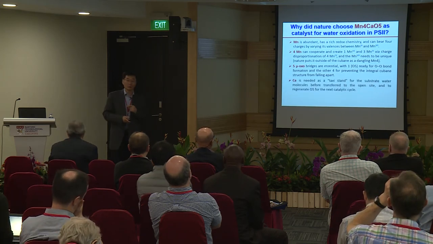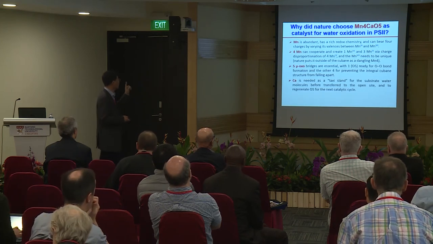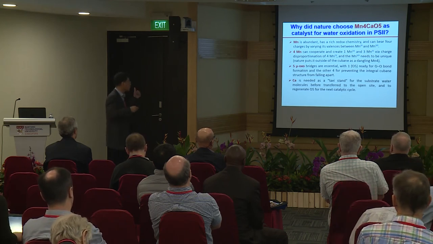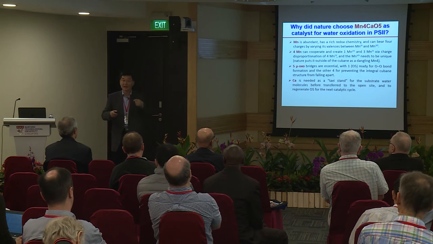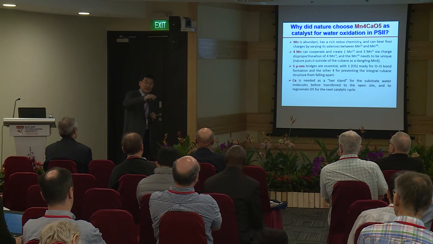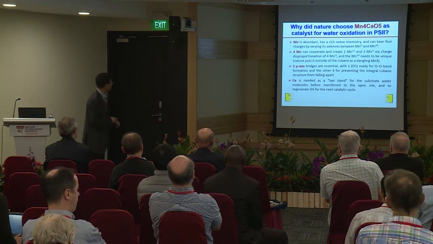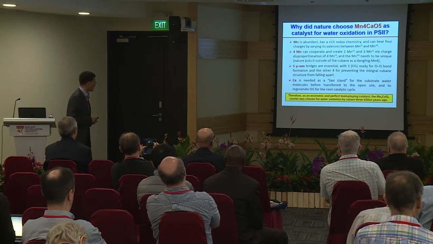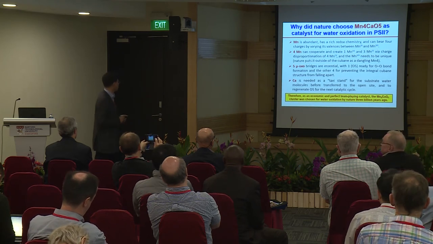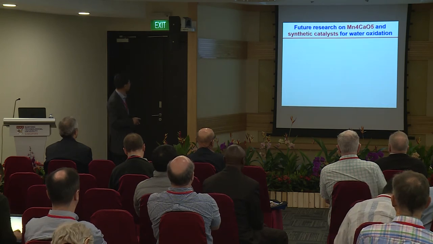Calcium, what's the role of calcium? Calcium is needed as the taxi stand for the substrate water molecule before the transfer to the open site, and to regenerate O5 for the next catalytic cycle. That's why I said this newly inserted so-called O6, in Professor Shen's words, is a successor of O5. Therefore, as an economic and perfect team-playing catalyst, the manganese calcium oxide cluster was chosen for water oxidation by nature 3 billion years ago.